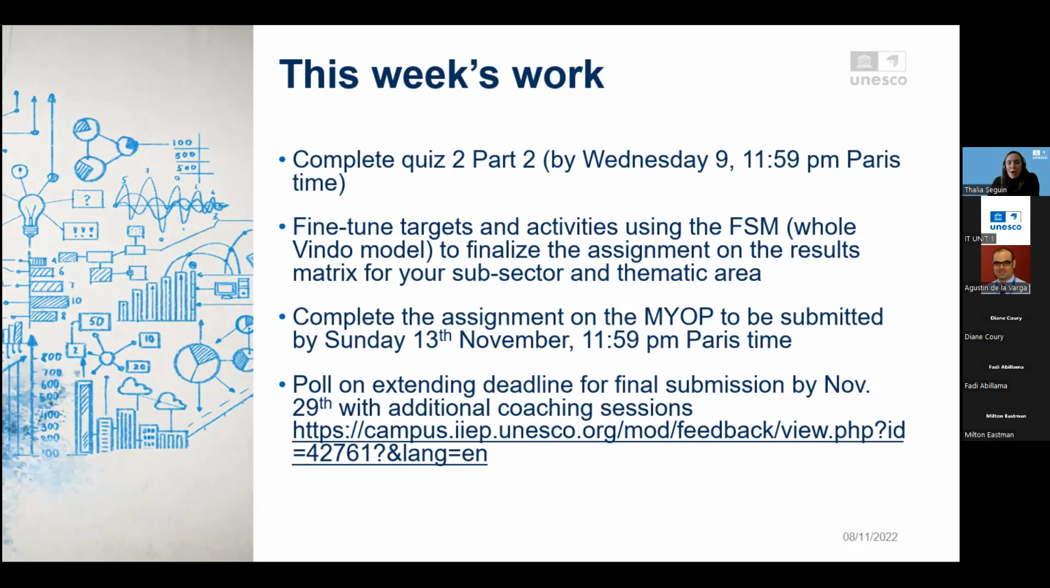We're also going to ask you to fine-tune your targets and activities using the financial simulation, the whole window model, to finalize the assignment on the results matrix for your subsector and thematic area, and complete the assignment on the multi-year operational plan by Sunday, the 13th of November, just before midnight, 11:59 p.m. Paris time.